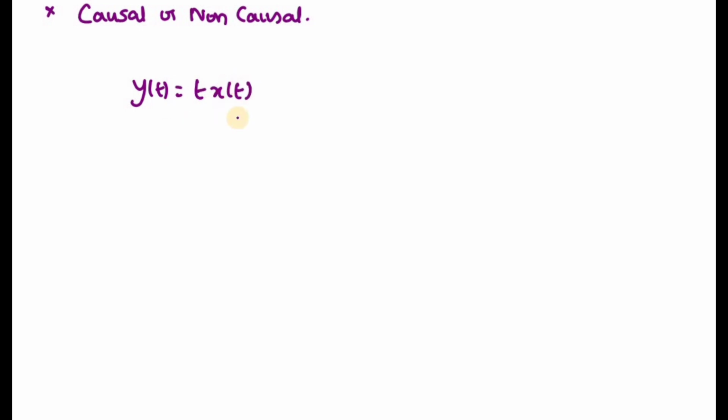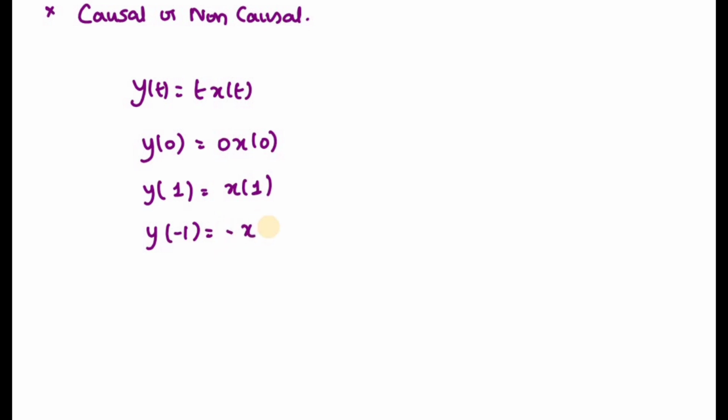So the next one is causal or non-causal. So y of t is equal to t into x of t. So here, if I substitute t is equal to 0, I will get 0 into x of 0. So if I substitute t is equal to 1, it goes to x of 1. Okay. So if I substitute t is equal to minus 1, you will get minus of x of minus 1.